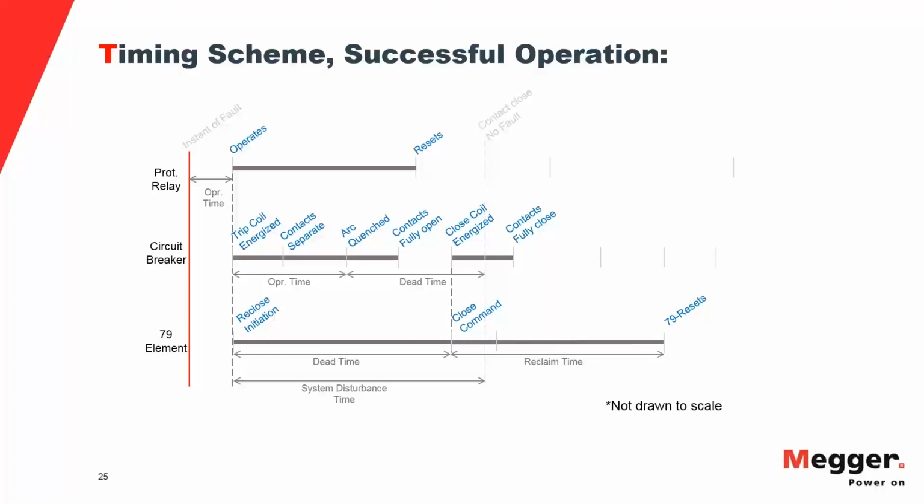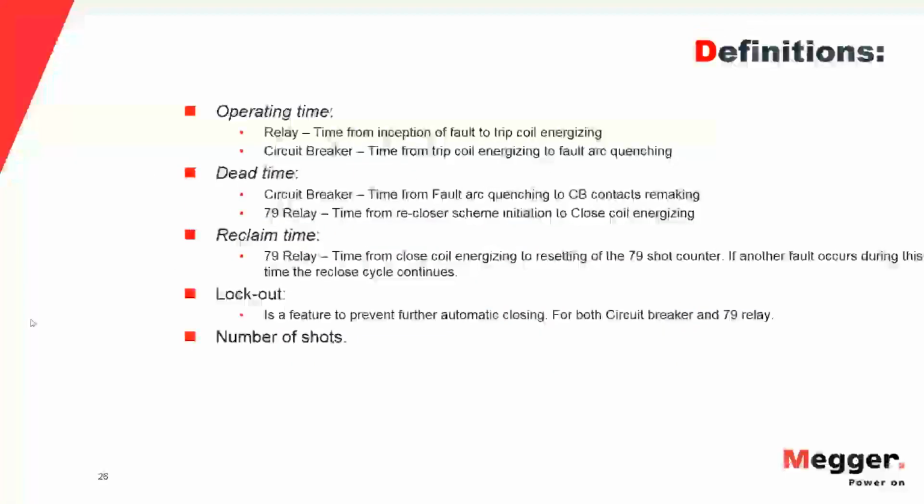But the essence, the thing to take here, is that it is the time that it takes for the 79 to reset its shot counter on the presence of no fault in the system, right? Now, this brings us to a few definitions. I guess I've gone through all of them already.